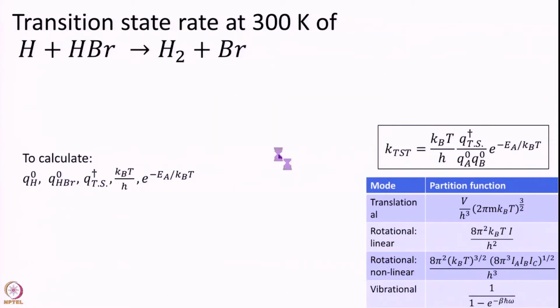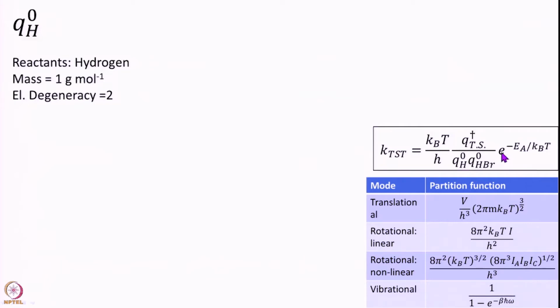So, this is the formula I need. I have all the formulas with me. I will use these formulas, and I will have to calculate basically all the components. I have to calculate kT over h, the 3 partition functions, and this exponential. So, that is what we are going to do now. Let us start with QH naught. The required data I need for QH naught is simply the electronic degeneracy and the mass.